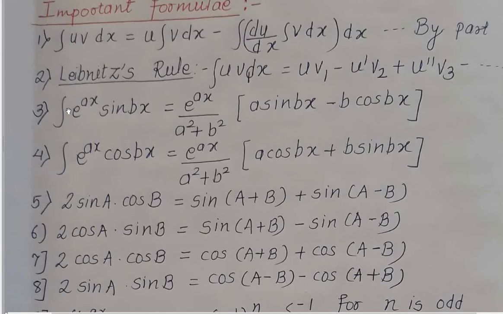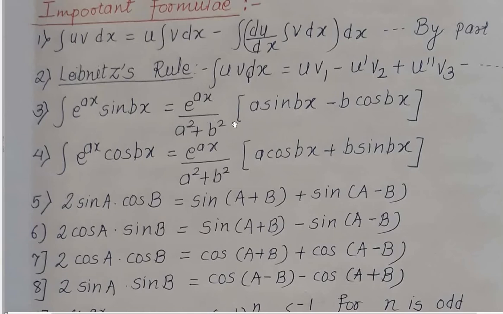Then the next important formulas we need are the integration of e to the power ax into sin bx and the integration of e to the power ax into cos bx. The formulas for both integrals are similar, with only a little change. First, e to the power ax by a square plus b square is common in both formulas. For the sin integral, the sin term comes first and then the cos term: a multiplied by sin bx minus b multiplied by cos bx. And in the cos formula, first cos and then sin: a multiplied by cos bx plus b multiplied by sin bx.